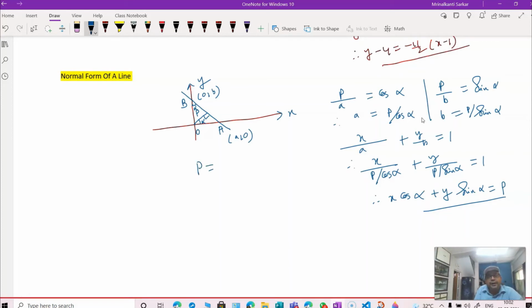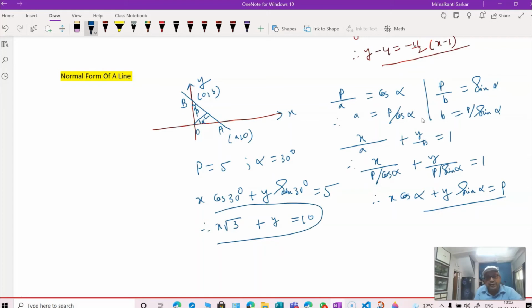What is the line if P equal to 5 and alpha equal to 30 degrees? You can say it is going to be x cos 30 plus y sin 30 is equal to 5. So x root 3 plus y equal to 10 is going to be the required equation of the line.